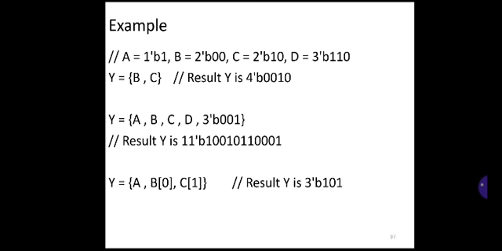Now observe the result. A is 1. The 0th bit of B is 0. And the first bit of C is 1. That's why 101 is the result.